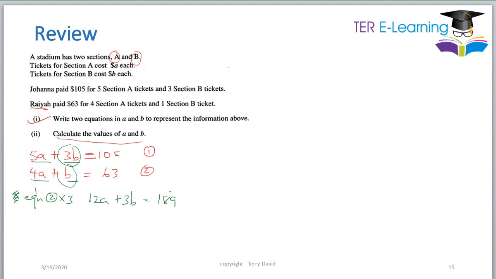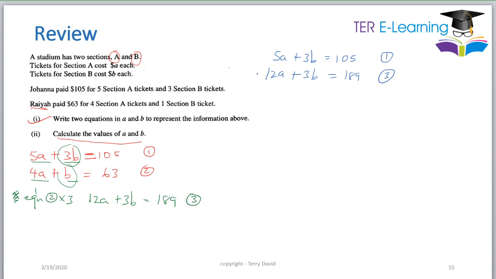So I've manipulated equation 2, so I need to call this something else. I'm going to call this equation 3. So let me go across here now. I have these equations I'm working with now. 5A plus 3B equal 105, that was my equation 1. I also have a new equation which is 12A plus 3B equal 189. And I'm calling that equation 3.